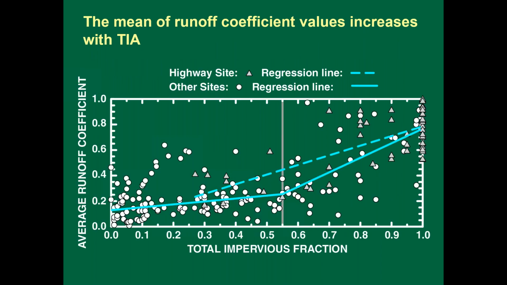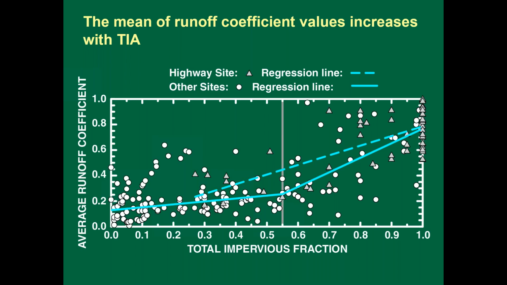So this graph shows the runoff coefficient values compared to total impervious area. The white dots are all the non-highway sites we used, and I think there were about 136 of them. The highway sites are the gray triangles. The regression line that we developed that relates the highway runoff coefficient statistics to the impervious fraction of the highway is that dashed blue line.